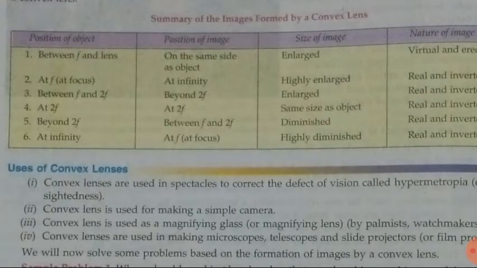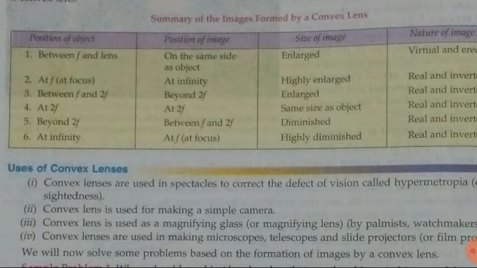In the first case the object was between F and lens, between focus and optical center. At that time the position of image was on the same side as the object. The size of image was enlarged, and the nature of image was virtual and erect. This is the one and only case in convex lens when we will get the virtual image. When the object is between C and F, that time we will get a virtual image. In all other cases we will get a real and inverted image only.